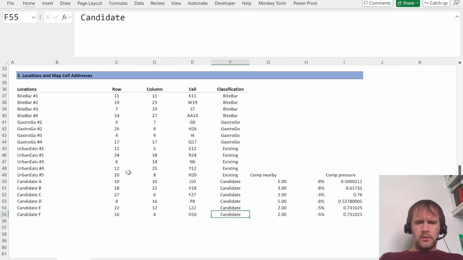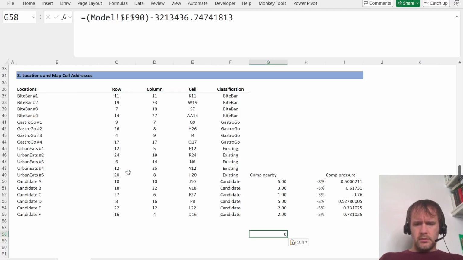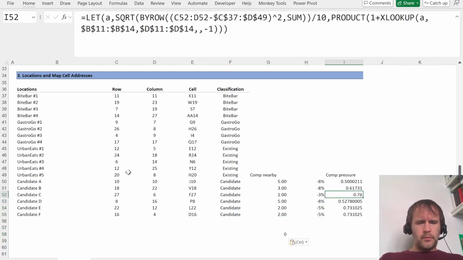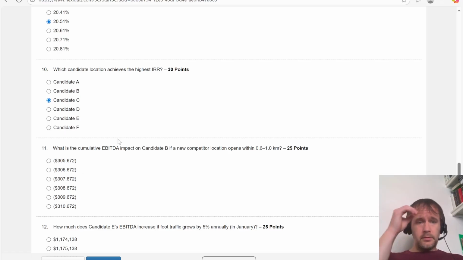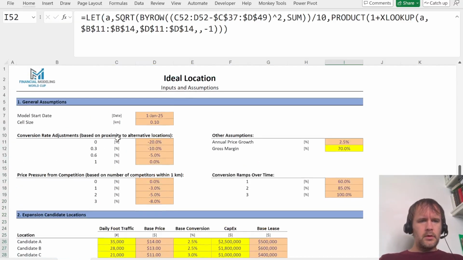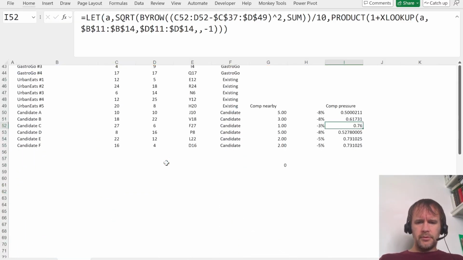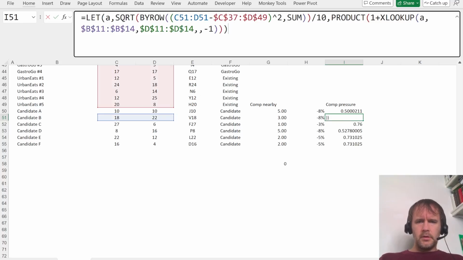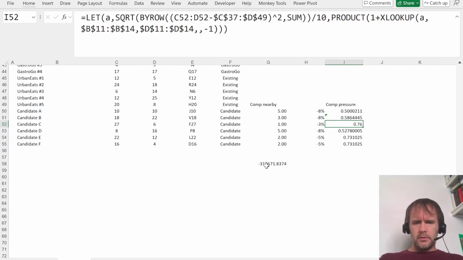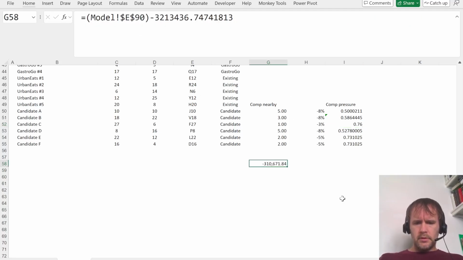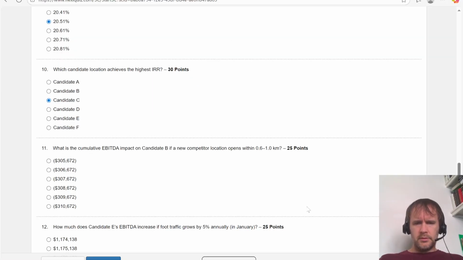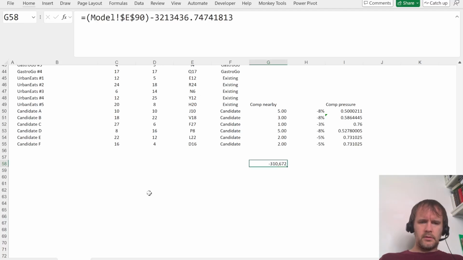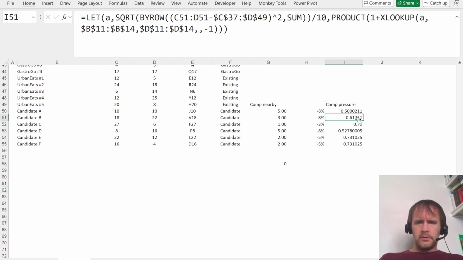Then I want that. And then a new competitor 0.6 to 1 means 5%. And it's candidate B, so times 0.95. 310,671,672. Yes, sweet. Now let's just undo that before I forget.